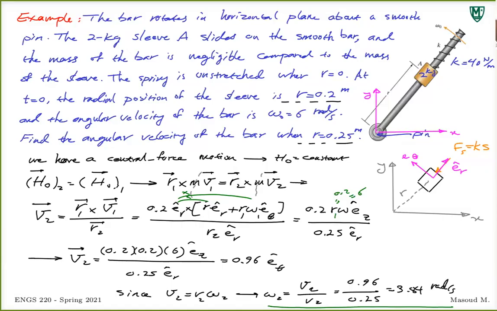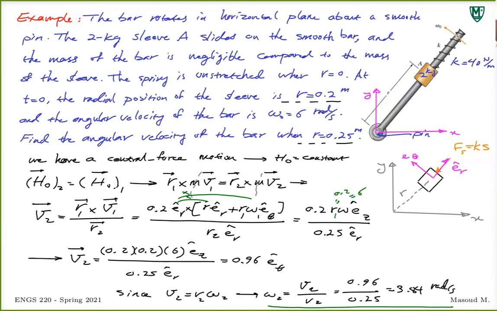I said R1 cross MV1 is equal to R2 cross MV2. Now, position 1 is the position at which R is equal to 0.2, and we know the angular velocity at that position is 6 radian per second. Position 2 is the position that R is 0.25 meters, and we're looking for angular velocity in that position. Right? So we don't have any information about the velocity at that point. So I said V2, will move things around. R1 cross M1, R1 cross V1 is equal to R2 cross V2, got rid of M, R1 cross V1 divided by R2.